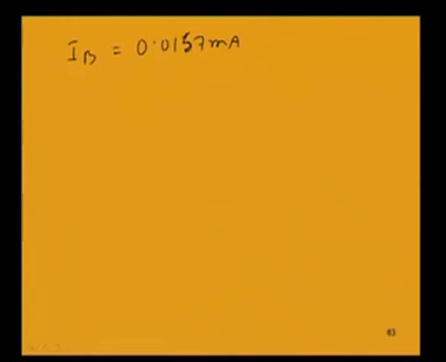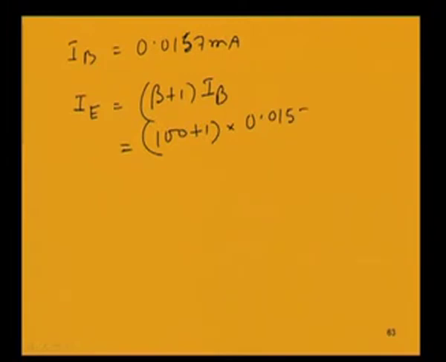Now if we know IB, we can also know IE, which is nothing but beta plus 1 into IB. Beta value is 100, so 100 plus 1 into IB, which is 0.0157. This is in milliampere.